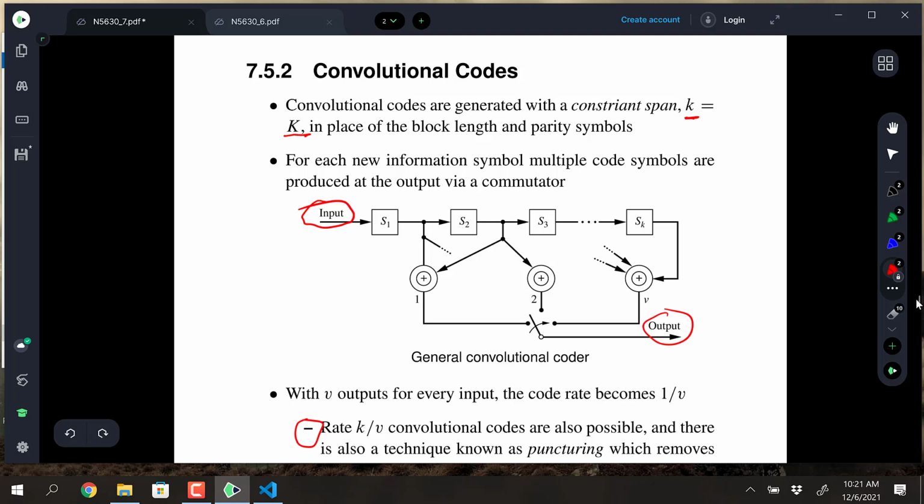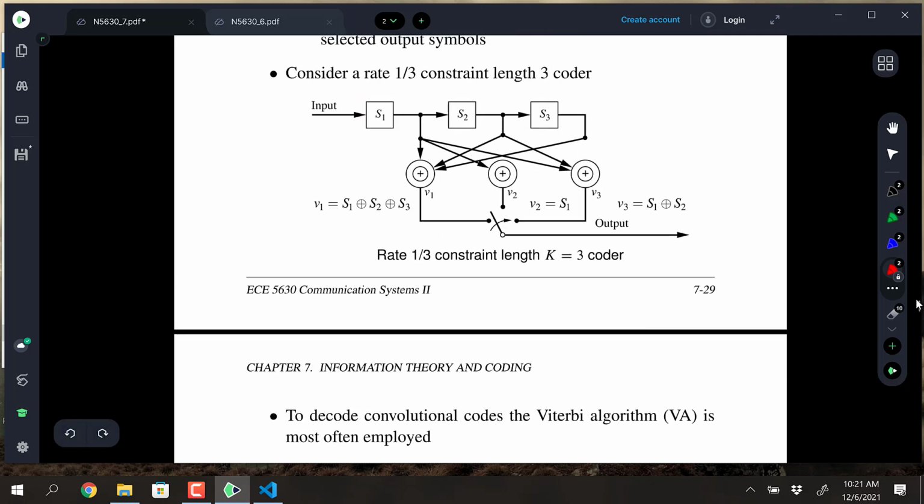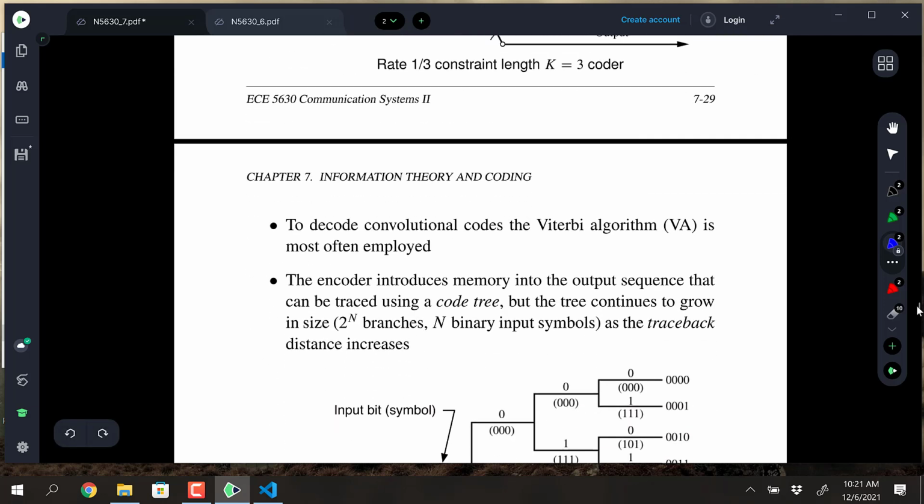I forgot to say this example shows V, so there's an arbitrary number of adders, but this is just a rate 1/3 example, and what makes the convolutional code unique are these interconnects. And those get defined in terms of polynomials.